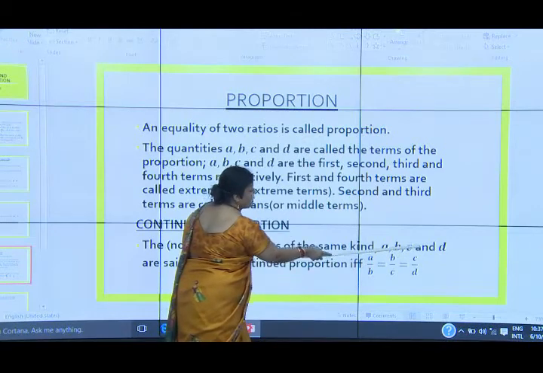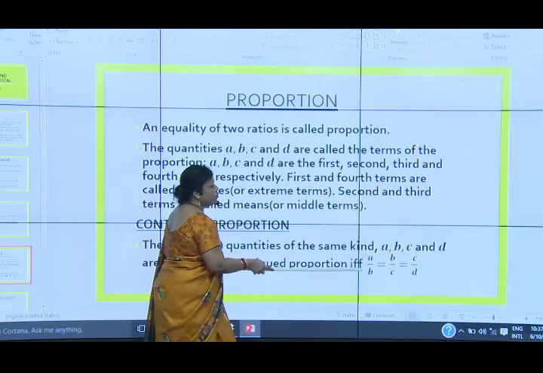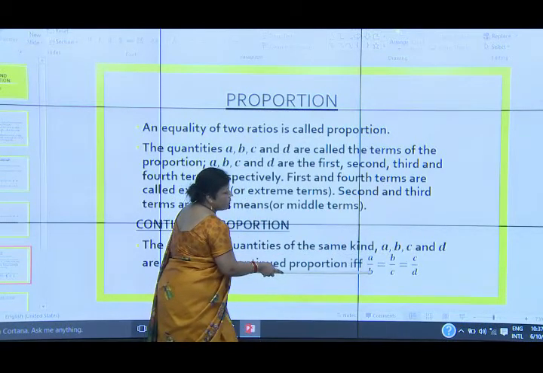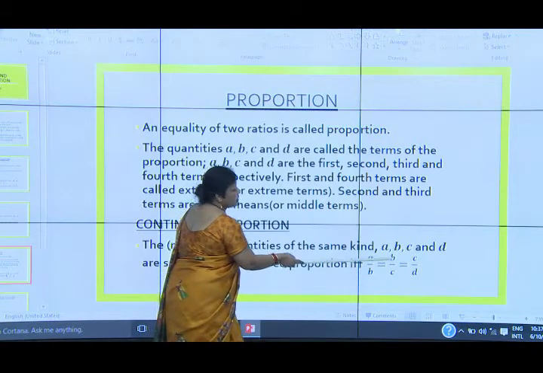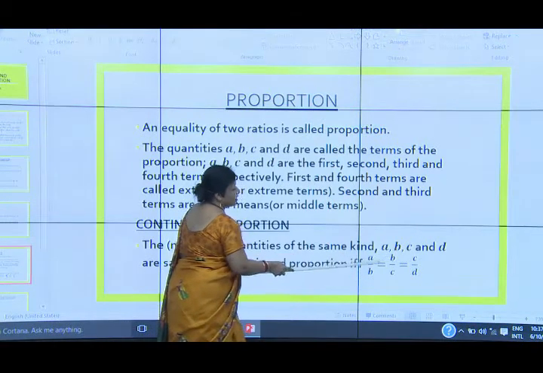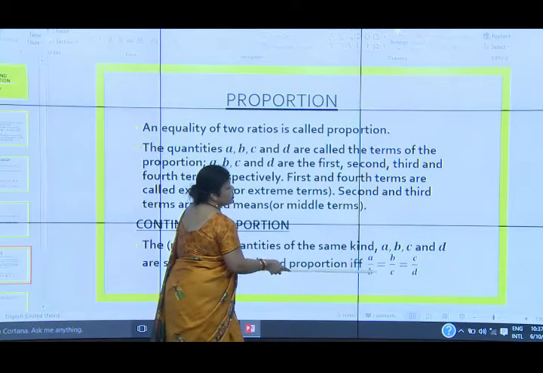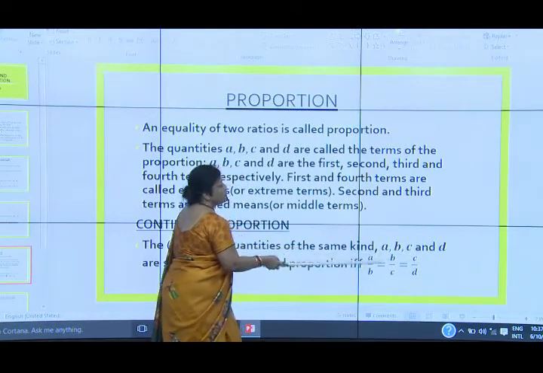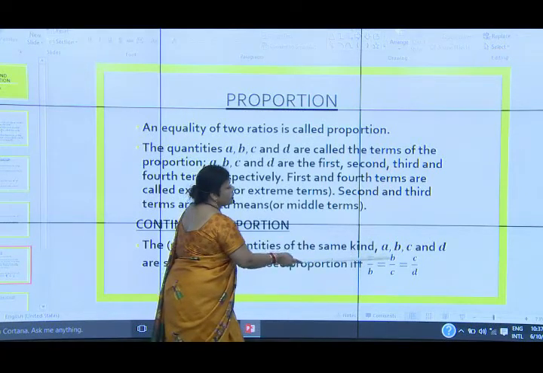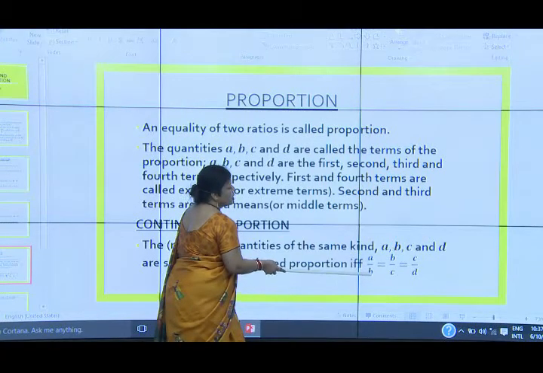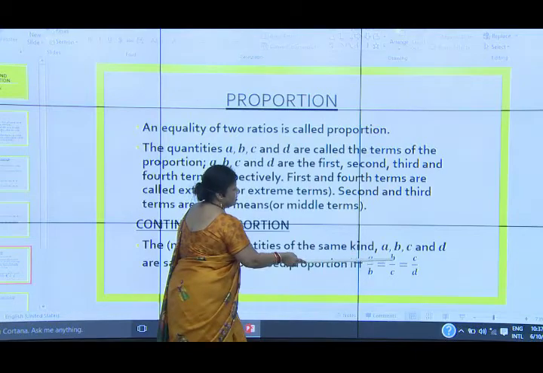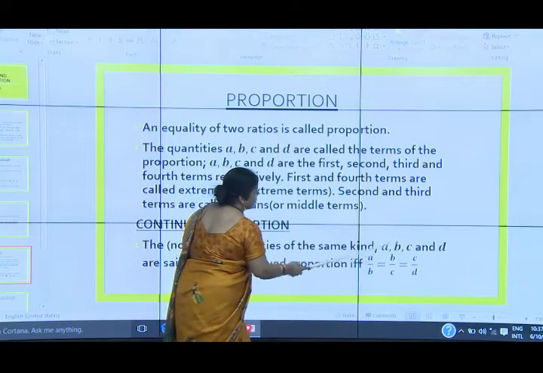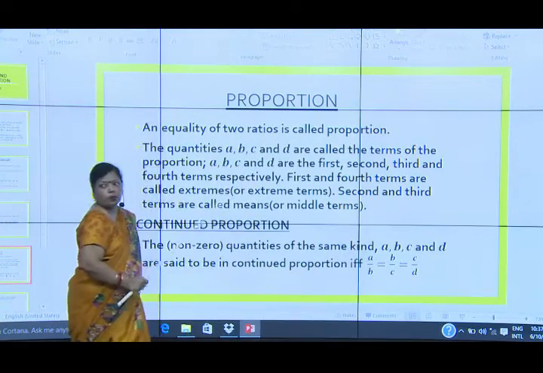Children, when we are writing the given terms in the continued form, whichever number you are writing in the denominator, the second ratio will start with that number, you can see. So A by B is equal to B by C equals to C by D, and further also we can write the same way. That's why it is said continued proportion, because it is continued in the second ratio here. So it is in the form of continued proportion.